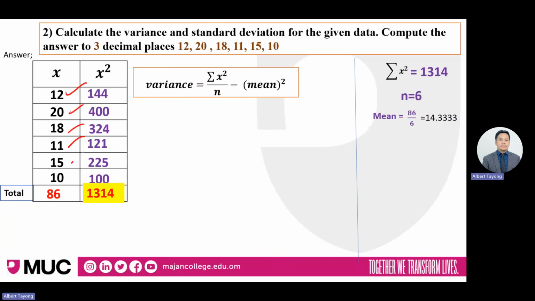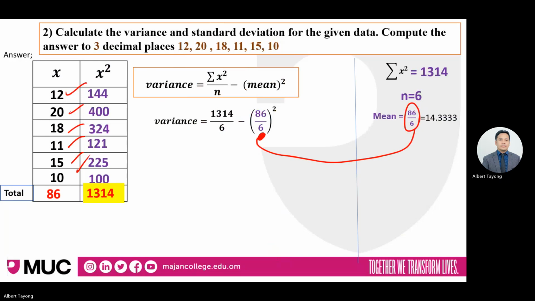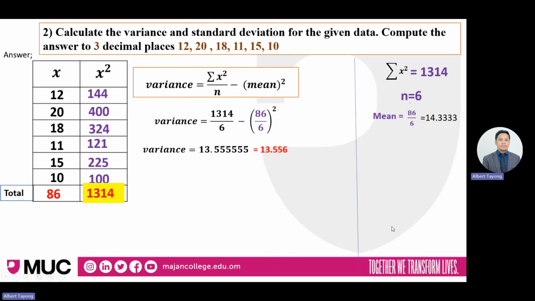So 1, 2, 3, 4, 5, 6. And the mean is 86 over 6. Okay, so as I said, you use the fraction. 1314 over 6 minus 86 over 6 squared, 13.556. But since we have 3 decimal places, okay, so 1, 2, 3. The next digit is 5. This will be plus 1. So 5, 5, 6.